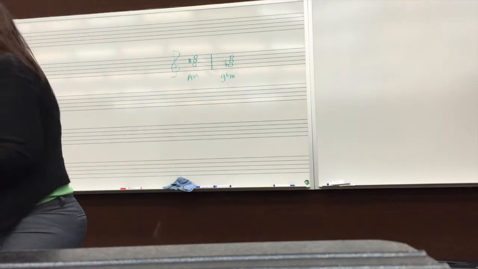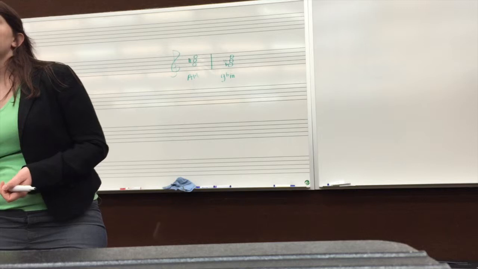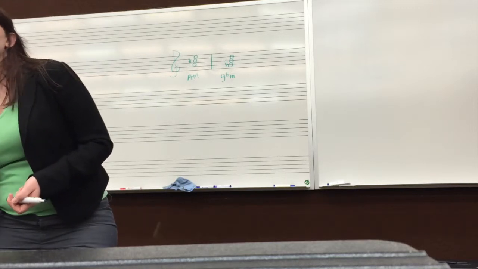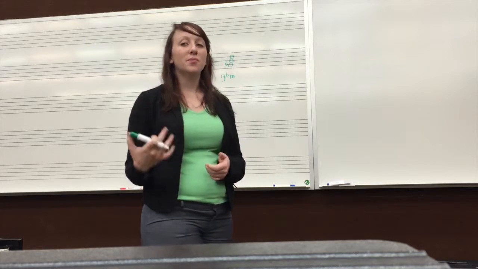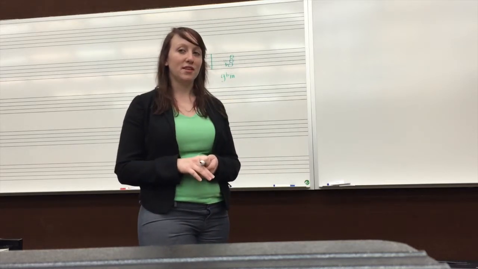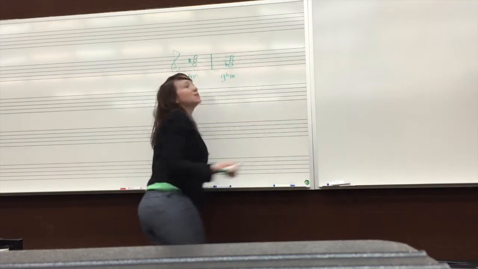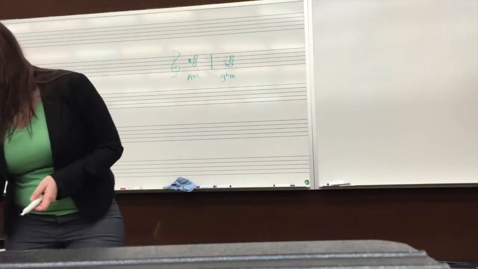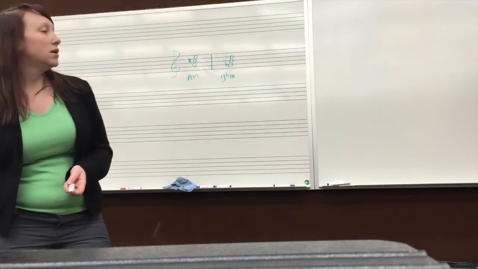So we have a G flat to a D natural. Does that sound like a perfect fifth? No. So how could we change that to make it a perfect fifth? D flat. D flat. Exactly. Wonderful. Beautiful minor triad. We have the G flat to the B double flat to the D flat.